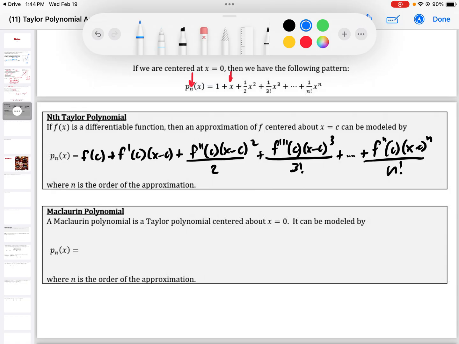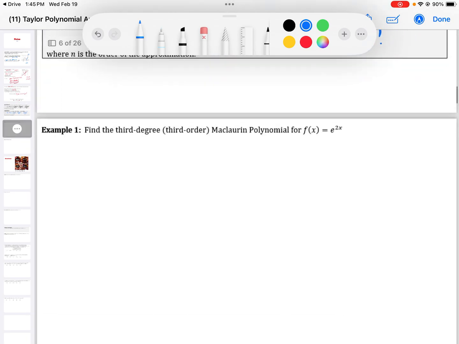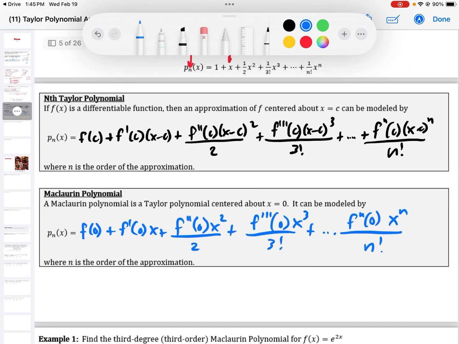Okay, a Maclaurin polynomial is just a Taylor polynomial centered around 0. So this would just be f of 0 plus f prime of 0 times x, plus the second derivative of 0 times x squared over 2 factorial, plus the third derivative of 0 times x cubed over 3 factorial, plus dot, dot, dot, the nth derivative evaluated at 0 times x to the power of n over n factorial.